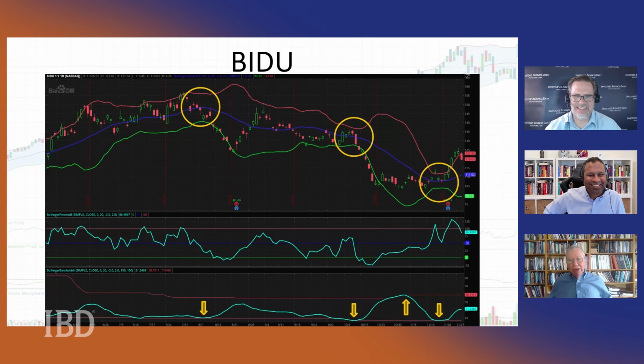So you see that here. We've got a couple of squeezes that lead to big moves, and on the right hand side of the screen you see a bulge that marks the end of that downtrend.